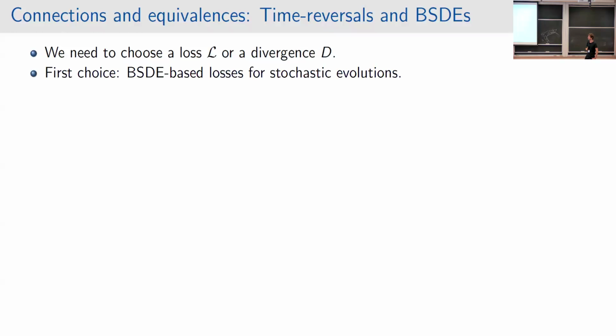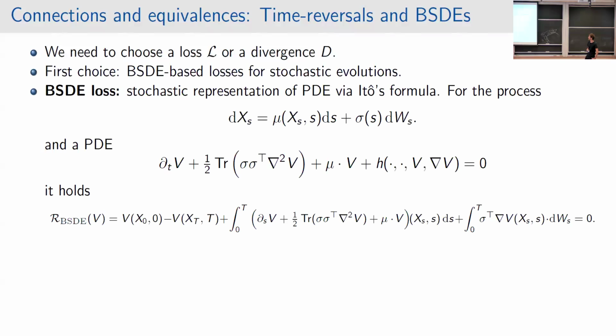So BSDE stands for backward stochastic differential equation. We have kind of the inventor of this loss in the room here. So just in one slide, I want to show you what is meant with BSDE loss. So the key idea of backward stochastic differential equations is that you get a stochastic representation of a PDE via Ito's formula, right? So take a stochastic process, it's defined like this, and a PDE that's defined like this, and that has here the infinitesimal generator and some nonlinearity.